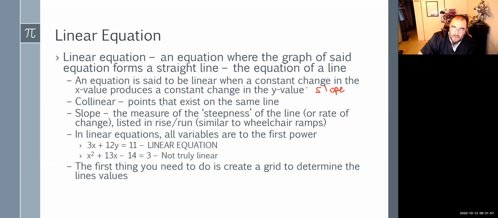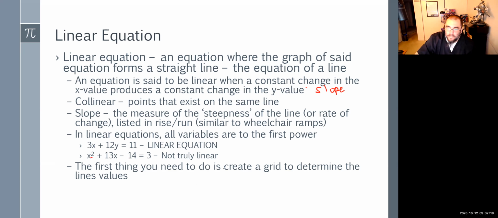In linear equations, all variables are to the first power, right? So we have 3x plus 12y equals 11. That would be a linear equation. x squared plus 13x plus 4 or minus 14 equals 3 is not, because x squared is not raised to the first power.